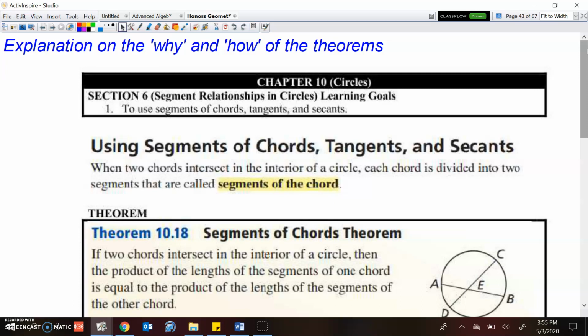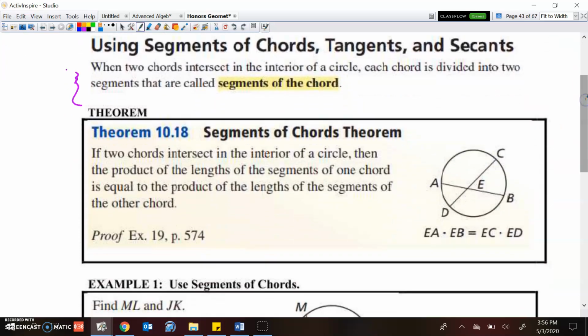We're going to talk about some chord, tangent, segment theorems, not in relation to the arc measures, but just in relation to the portions of the segments. So let's see what that means. The first one says, when 2 chords intersect in the interior of a circle, then each chord is divided into 2 segments called segments of the chord. That's what they're showing us here.